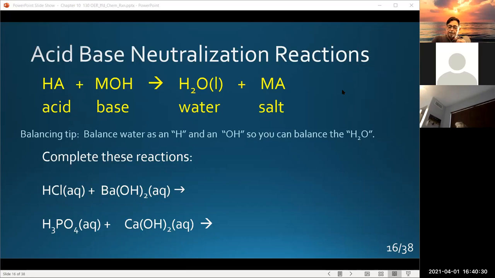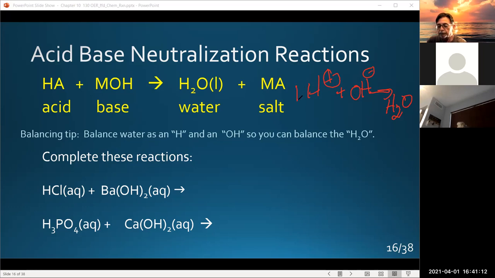Acid-base neutralization. Now, the key to balancing these reactions is to follow the protons and the hydroxides. Okay, keyword: follow the protons and the hydroxides. Because once you follow those 2, automatically the rest of them get balanced out by themselves, by default. And always remember this. 1 proton plus 1 hydroxide always gives me 1 water. That's it. Okay, 1 to 1.